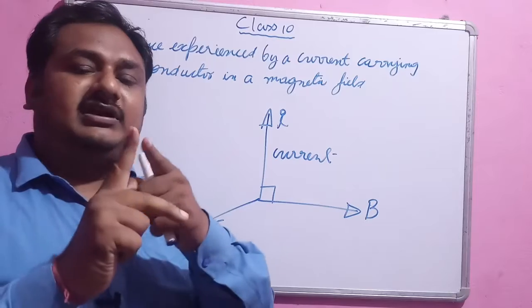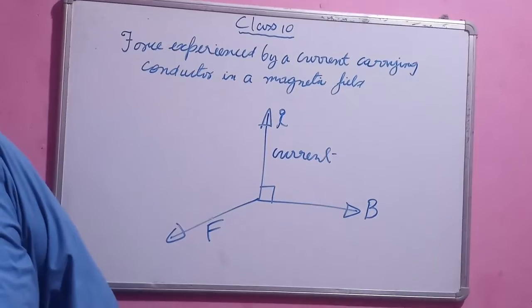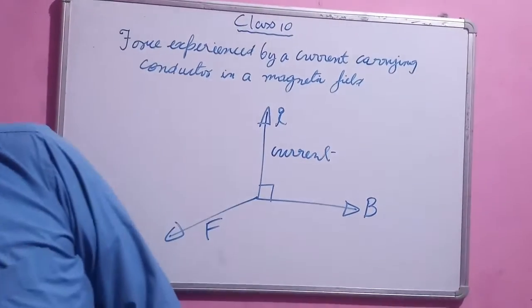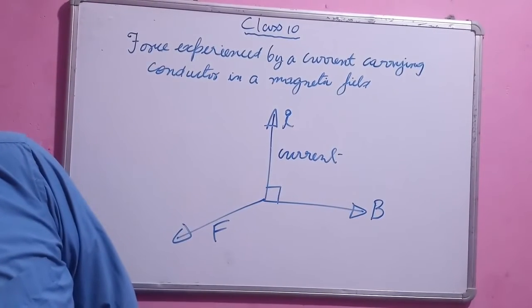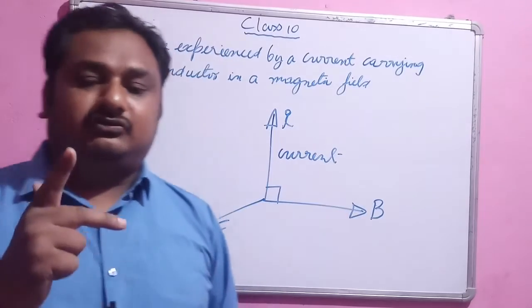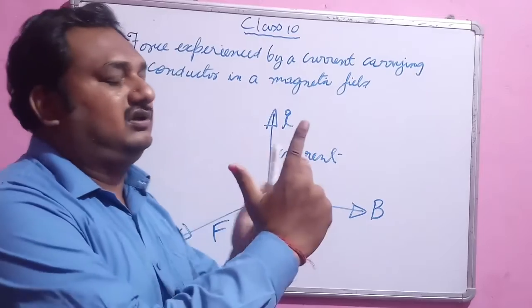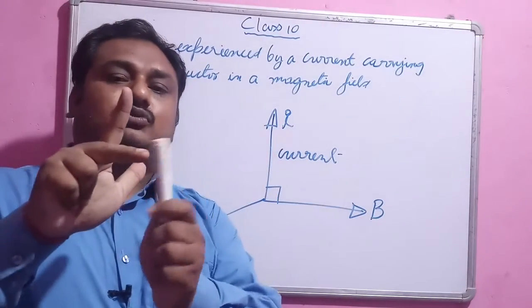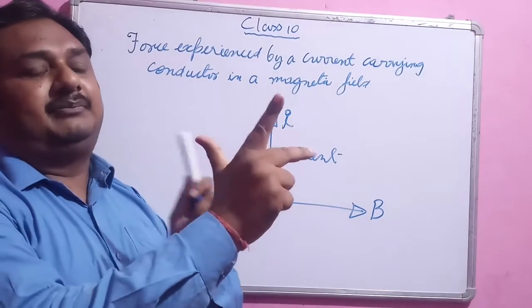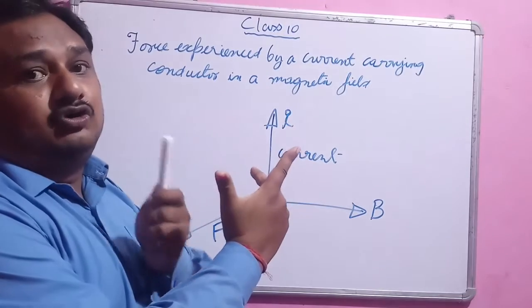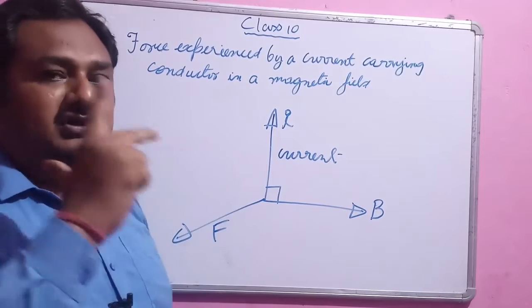Okay, this index finger represents the field. This is the Fleming right hand rule. According to this rule, if this finger represents the field, this middle finger represents the current, then this thumb will represent the motion, or the direction of force, on the conductor. Okay. So again I am repeating.